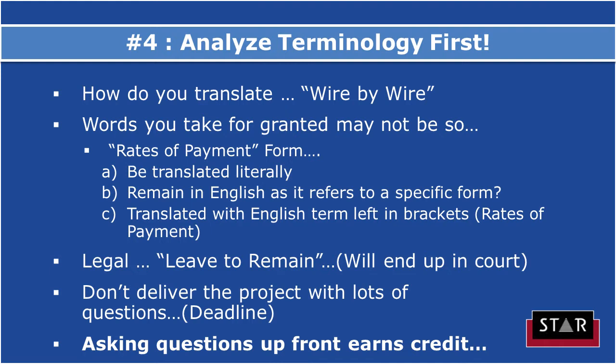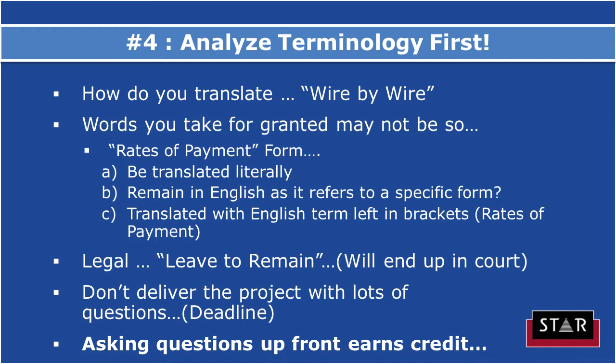You can't just translate word for word, right? Sometimes you might take a word for granted, but it's not necessarily correct. So if you look at it, there's a term you use in social welfare here called rates of payment, right? And in that form, how do you translate that? There's a couple of different ways, depending on, if you go back to number three, how someone is going to use it. So you could just translate it literally and just translate the term. It's the rate of the payment that you get paid, right?